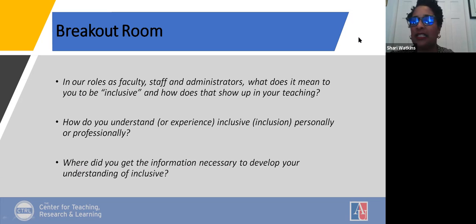The first question is, in our roles as faculty, staff, and administrators, what does it mean to you to be inclusive, and how does that show up in your teaching? The second question is, how do you understand or experience inclusive or inclusion, personally or professionally? And then the third question is, where did you get the information necessary to develop your understanding of the term inclusive? So really just wanting us to think about, again, how do we come to this work and how does that show up in your teaching?